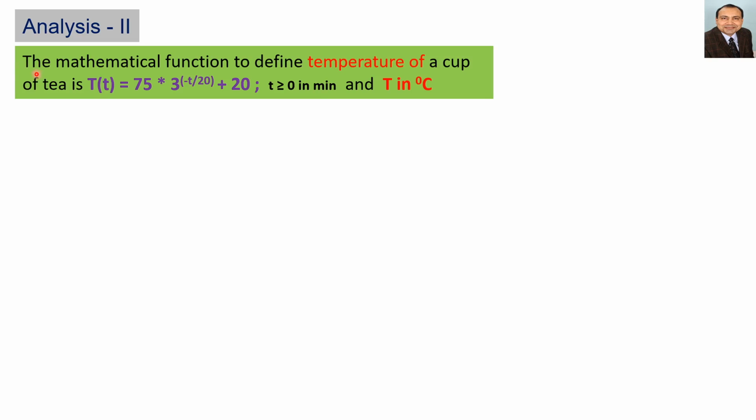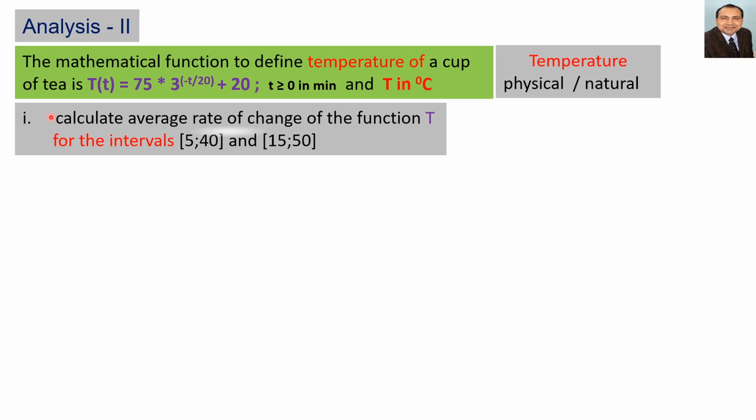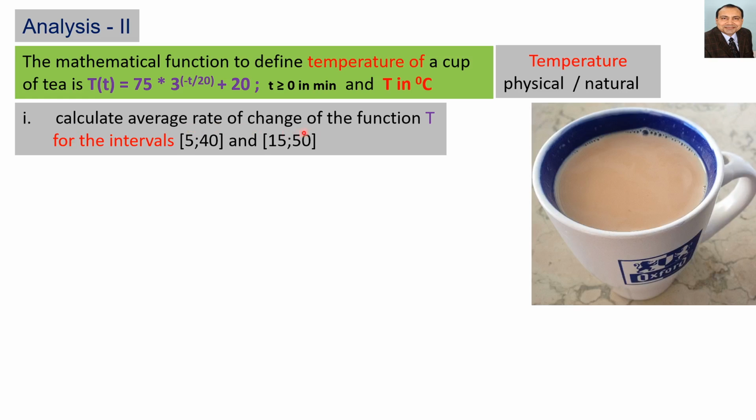Here we have a mathematical function, which is a short form to define a physical quantity. For example, the temperature of a cup of tea, which is defined as T as a function of time, equal to 75 multiplied by e to the power minus t divided by 20, plus 20. Time t is greater than or equal to 0 in minutes, and temperature in centigrade. Calculate the average rate of change of the function T on these two intervals.